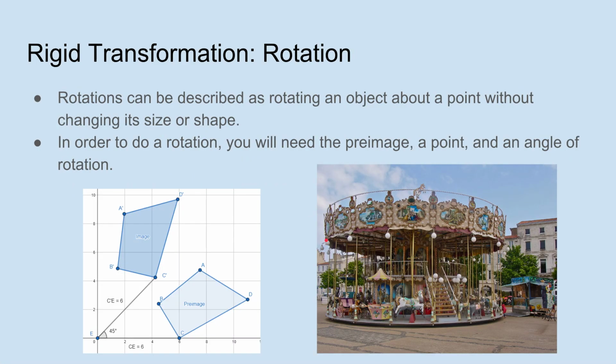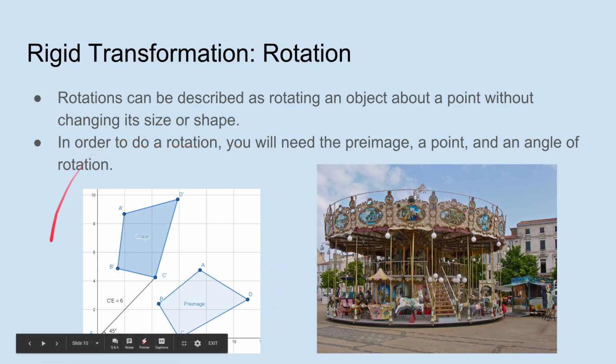So rotations can be described as rotating an object about a point without changing its size or shape. Now, in order to do a rotation, you will need the pre-image, a point, and an angle of rotation. And the same as the two previous examples, I have an image of a rotation being done, but this doesn't really tell us that much, so let's go ahead and go into GeoGebra again.